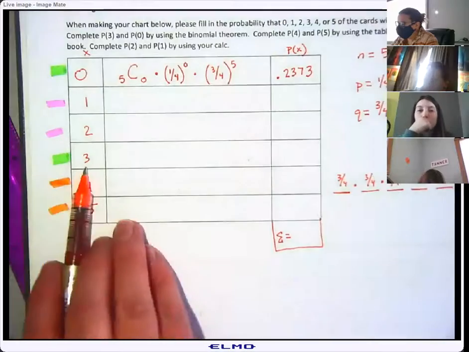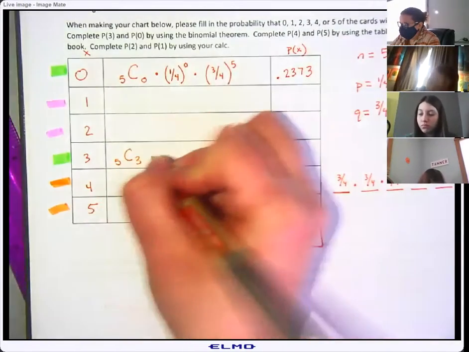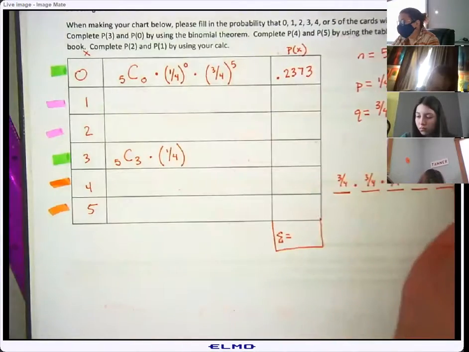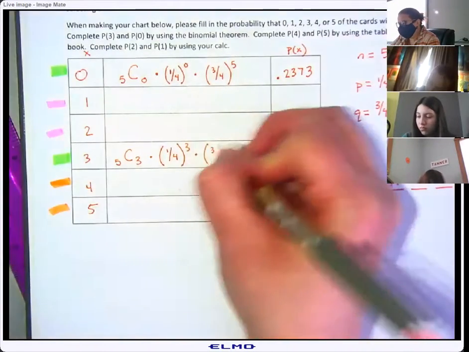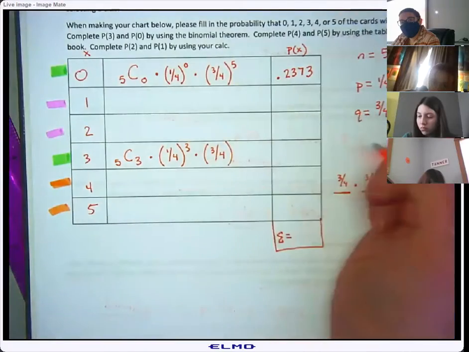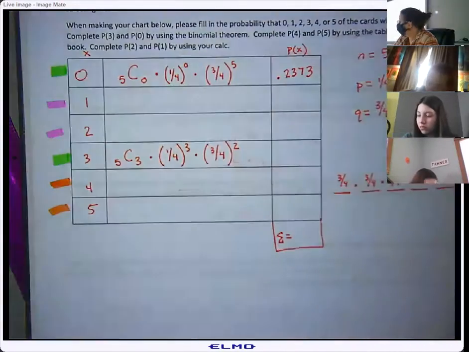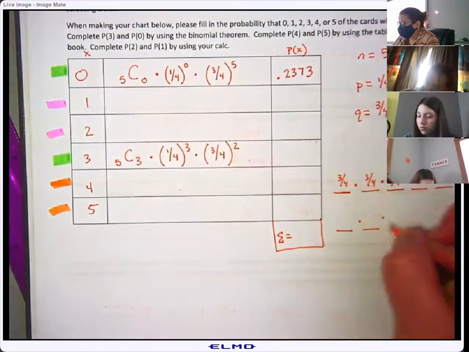All right, now we're going to jump down to number 3. So this one's going to be 5 choose 3 this time, times 1/4. How many successes do we want this time? 3. And how many failures do we want? 2, because there's 5 total trials. So I'm going to draw this down here again. So just wait on doing the math.